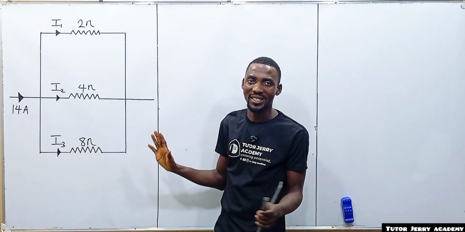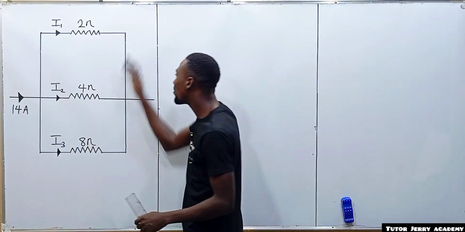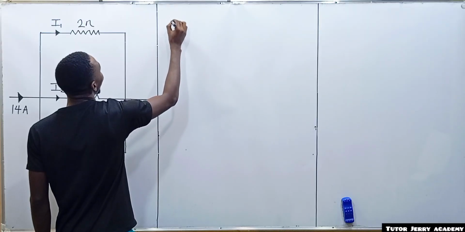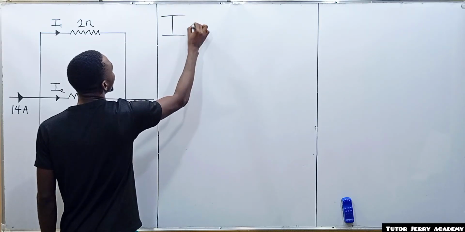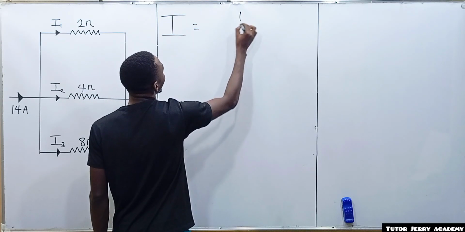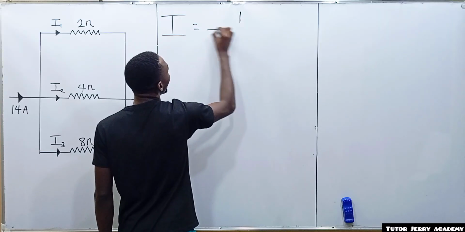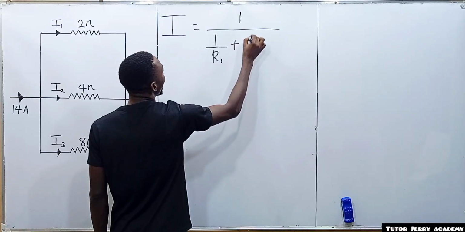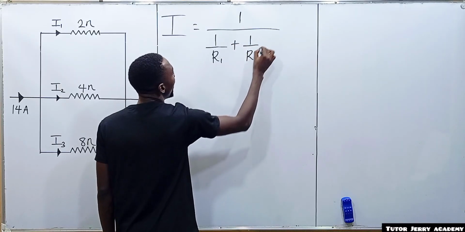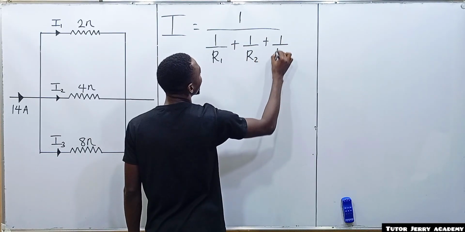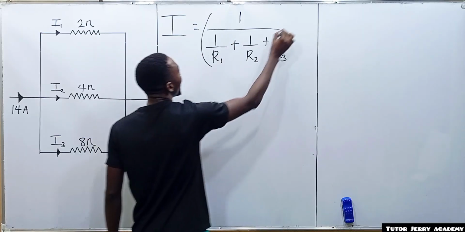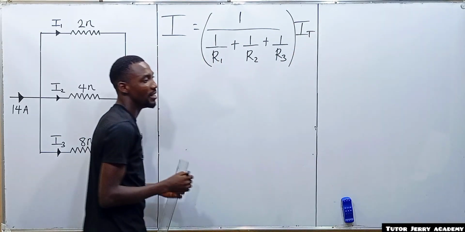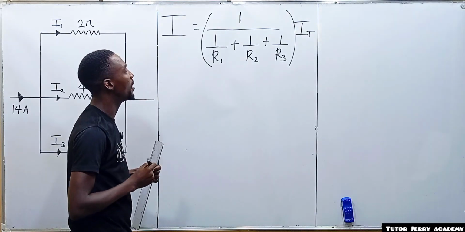But if I don't want to do that, I'm just going to say, if I have 3 resistors in parallel, I1 for 3 resistors in parallel is going to be 1 all over R1 plus 1 all over R2 plus 1 all over R3, then multiply by the total current that is entering the circuit. I hope we understand this.